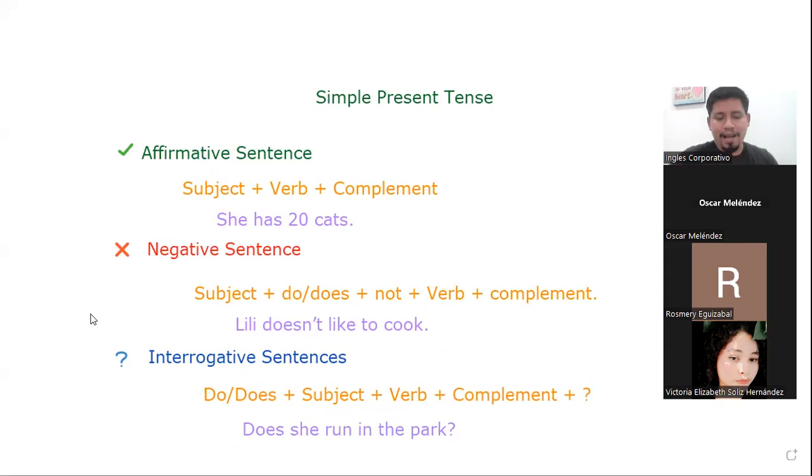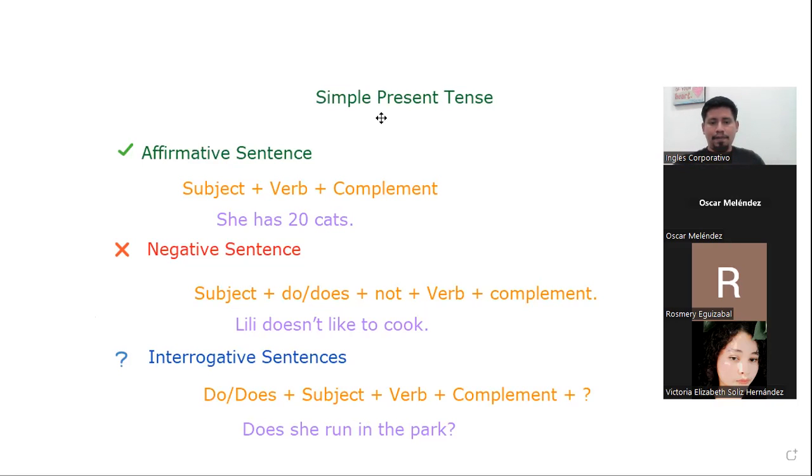So the only thing that is going to change from this sentence is that we're going to use the auxiliary verb at the beginning, not after the subject, because when we create sentences in interrogative form, we must do that. And at the end, it's mandatory to include the question mark. Otherwise, our sentence will have a different meaning, mostly when writing something for someone.